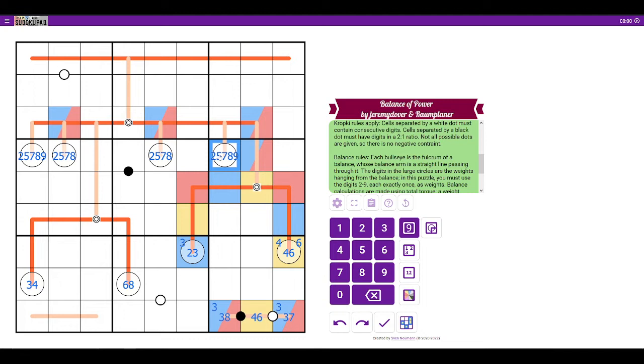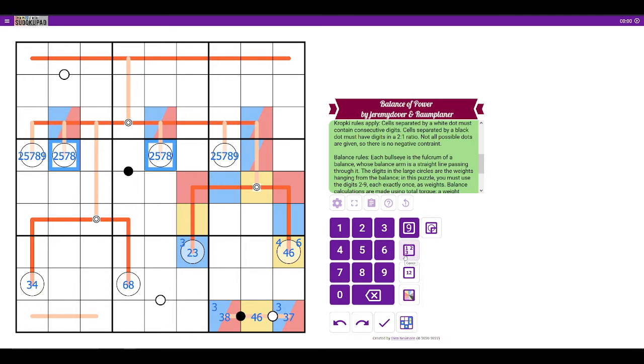So, 2 is 1 less. 5 is 1 less. 8 is 1 less. 7 is 1 more. So they have to be opposites because they're 2, 3 separated. So that's fine. So if one of them's a 7, actually that means that one of them has to be a 7.